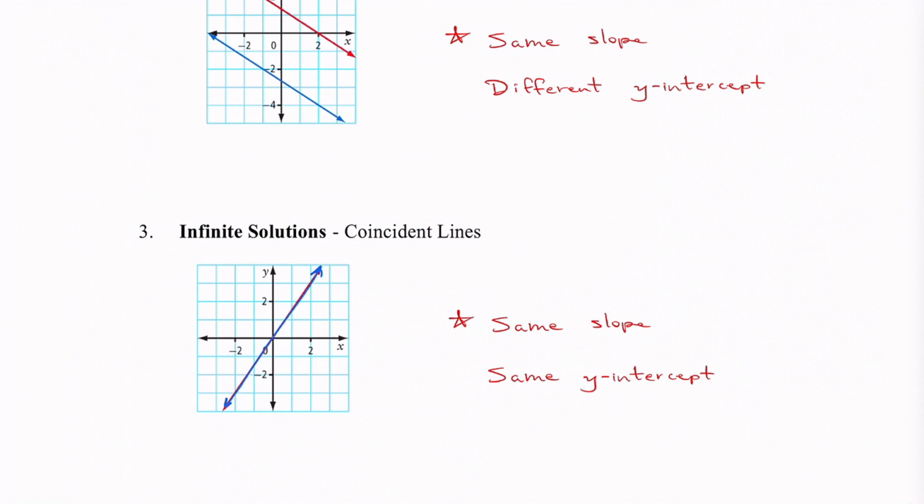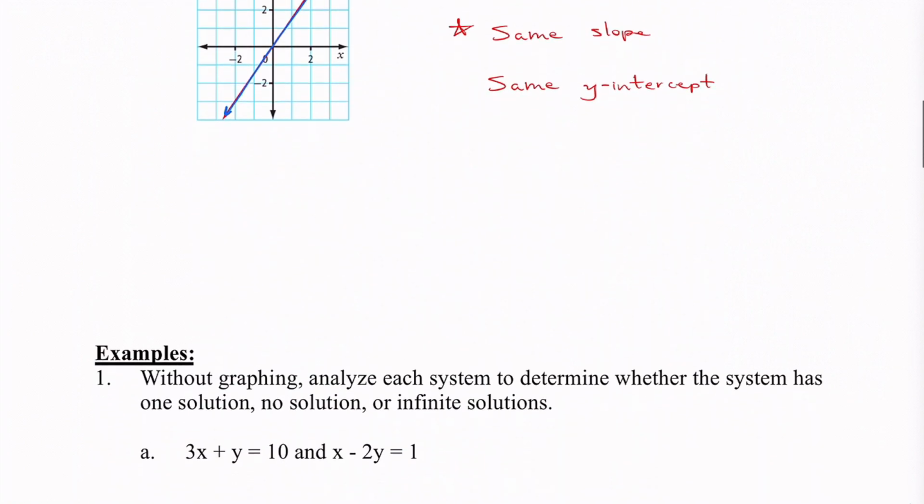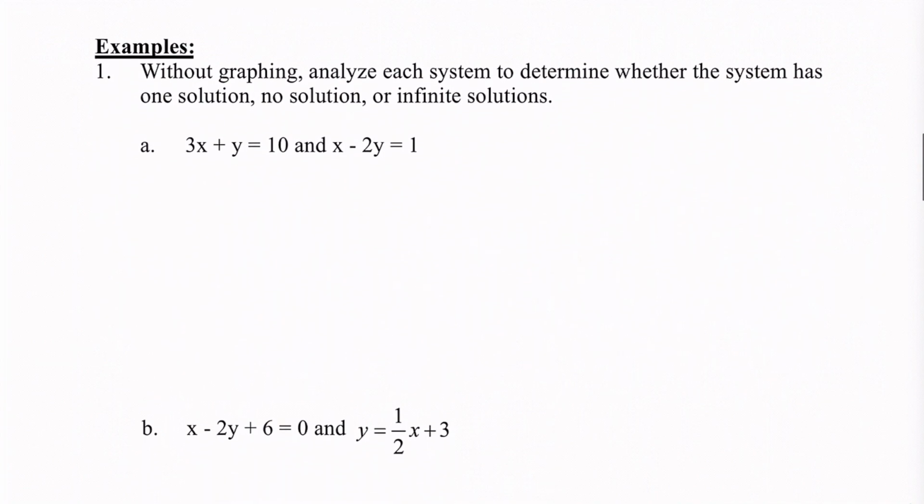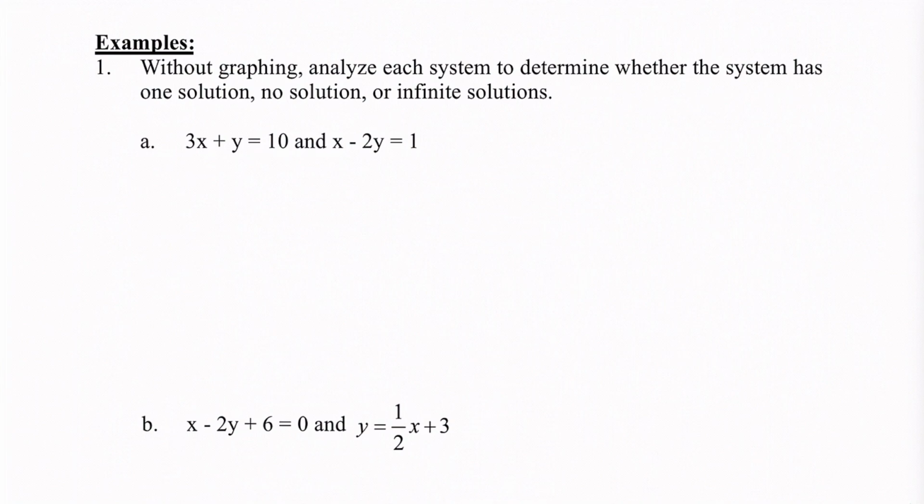So now that we know those 3 scenarios, we're going to be able to predict the types of solutions that we're going to get without even solving. And that's exactly what we're going to do in our first example. It says, without graphing, analyze each system to determine whether the system has 1 solution, no solution, or infinite solutions. So we aren't actually going to totally solve these. We're basically just going to find the slope and the y-intercept, compare them, and then see which scenario it is: 0 solutions, 1 solution, or infinite solutions. In order to know what the slope and the y-intercept are though, we're going to need to convert into y equals mx plus b form, and then after I can compare the slope and the y-intercept. So I'm going to start with that left one first.